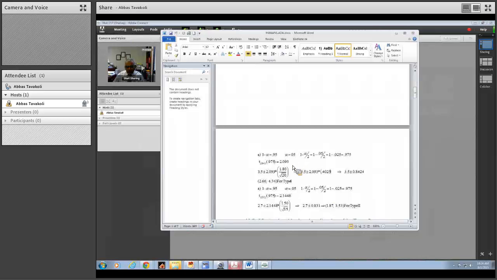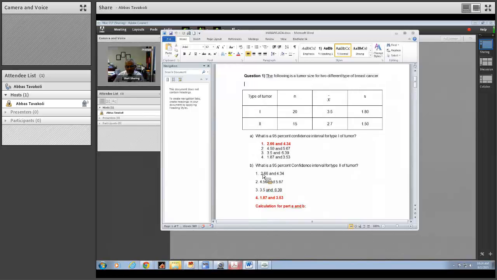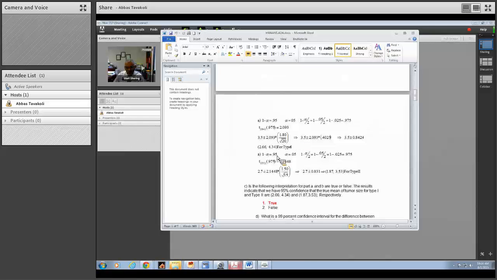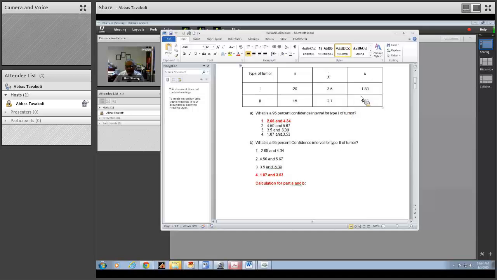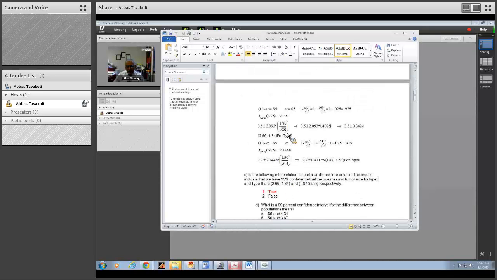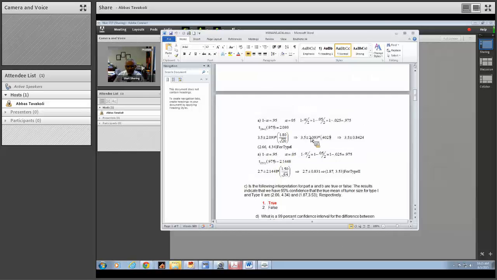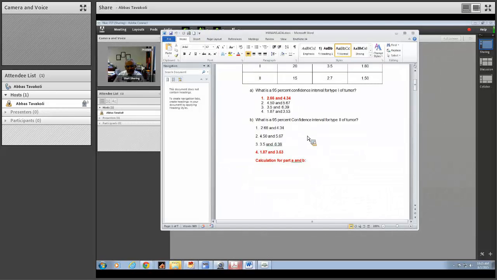Remember, for a confidence interval, you have your estimate, which here is 3.5, the mean for type 1 tumor, plus or minus the reliability coefficient, which we found to be 2.093, times S over the square root of n. Our S here is 1.8 over the square root of n, which is 20. So you calculate that and simplify, you get 2.66 and 4.34 for type 1. And that's the correct answer.